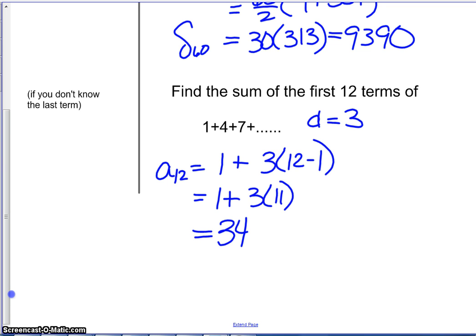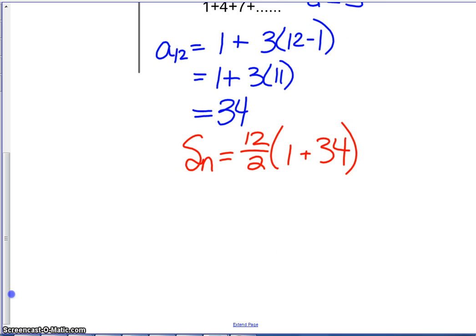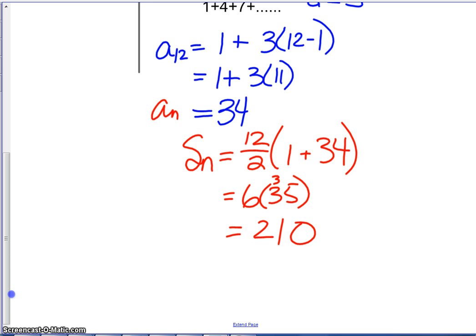My answer here is 34. Now I can take that information and say the sum is going to be the number of terms divided by 2, times the first term plus my last term. I know my last term is 34 because I just calculated it. My a sub n is 34. So now it's really what is 6 times 35. 6 times 5 is 30, and 6 times 30 is 180, so 210 is my answer there.